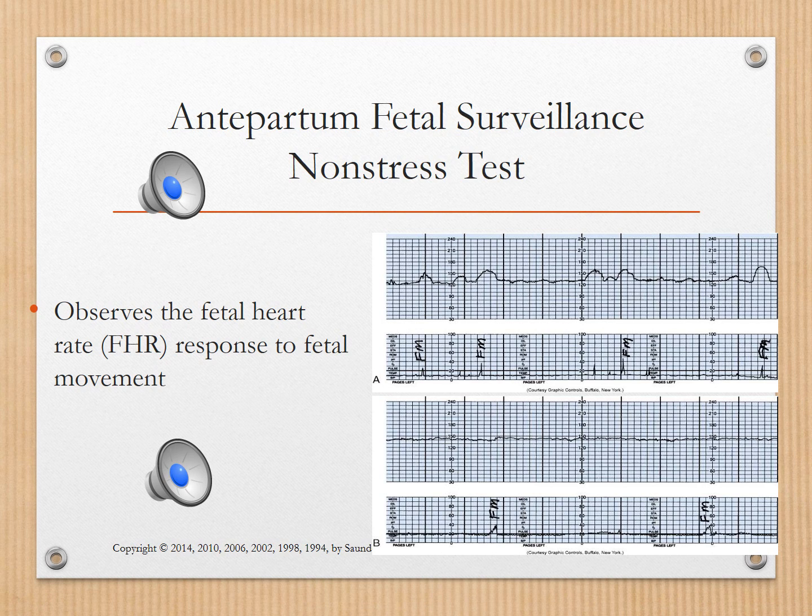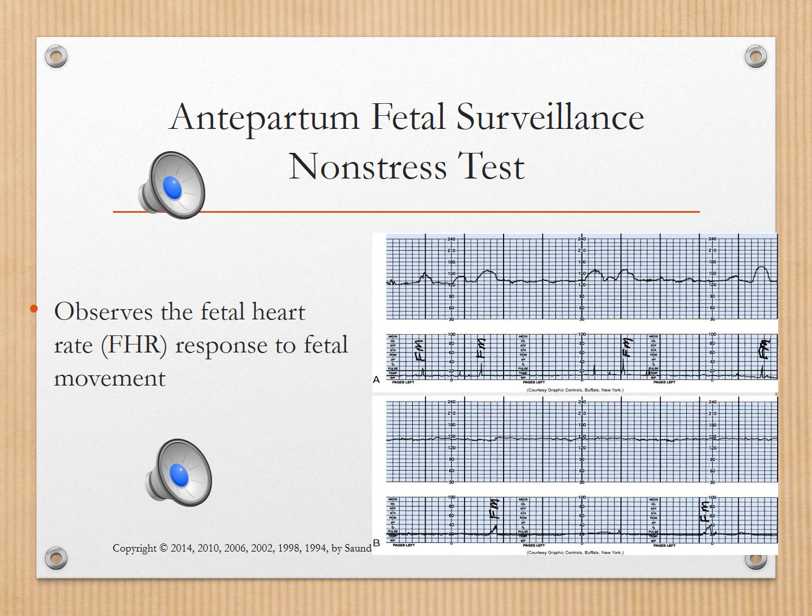This slide shows two different electronic fetal monitor tracings labeled A and B on the left lower side of each tracing. The dark vertical lines indicate 1 minute of time. The lighter vertical lines indicate 10 seconds. The top blue graphic on both strip A and strip B indicates the fetal heart rate.